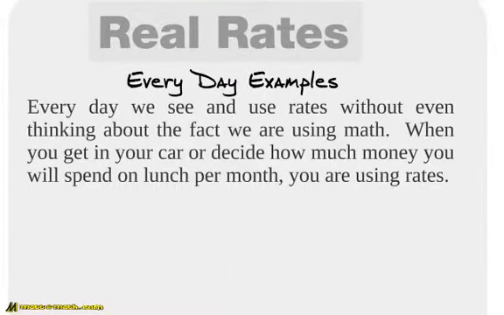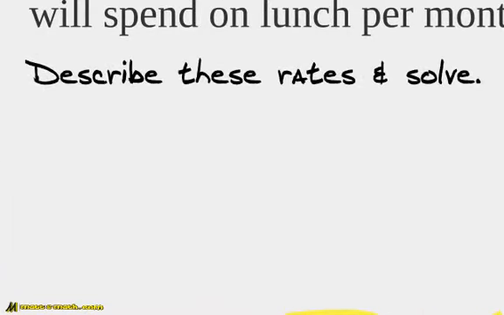All right, so let's talk about some everyday real examples that we might use. Whether it's the lunch money you're using per month, you're using rates. All right, describe these rates. 6 hours at $12 per hour. How much money would you be making total? 6 hours at $12 per hour.